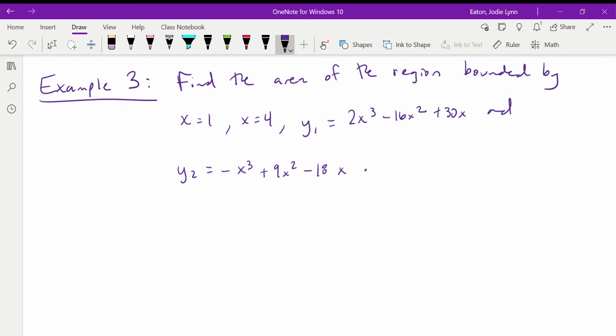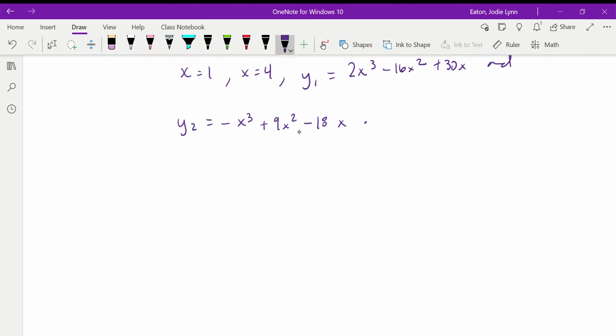So the first thing we're going to do is try to sketch a graph. And in order to sketch the graph, the very first thing we want to do is come up with where the zeros are and if there are any zeros in these regions. So let's look at y1.